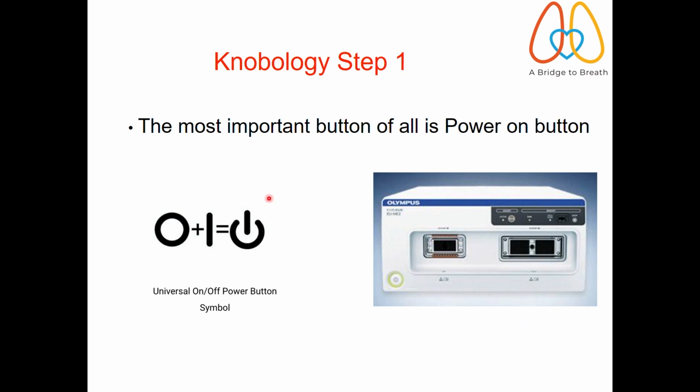Now coming to the main topic, the knobology. Right? The knobology is whatever knobs and buttons are available on the keyboard of the ultrasound, and how to use them. First is on and off. So 0 is given for off and 1 is given for on, universally. So the first is you have to switch on the power. Before that you have to attach your radial probe or a linear probe, ultrasound cable with it.